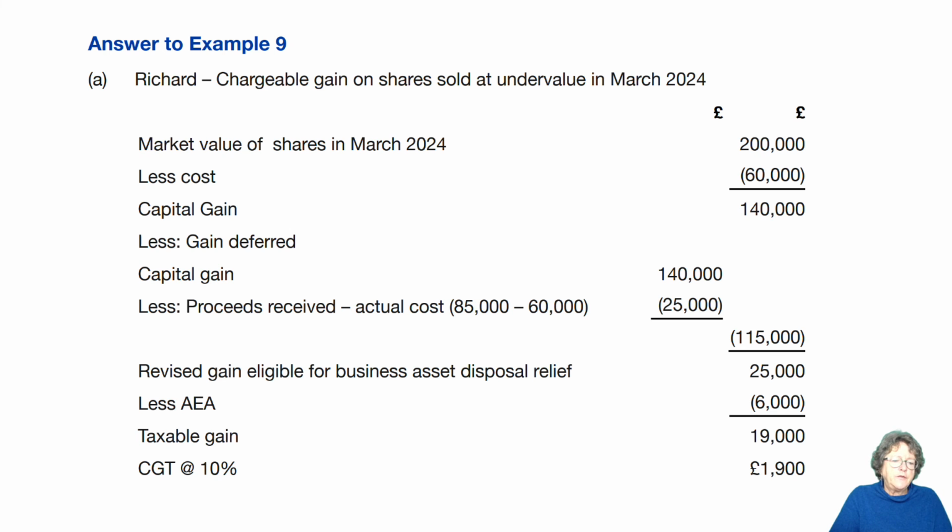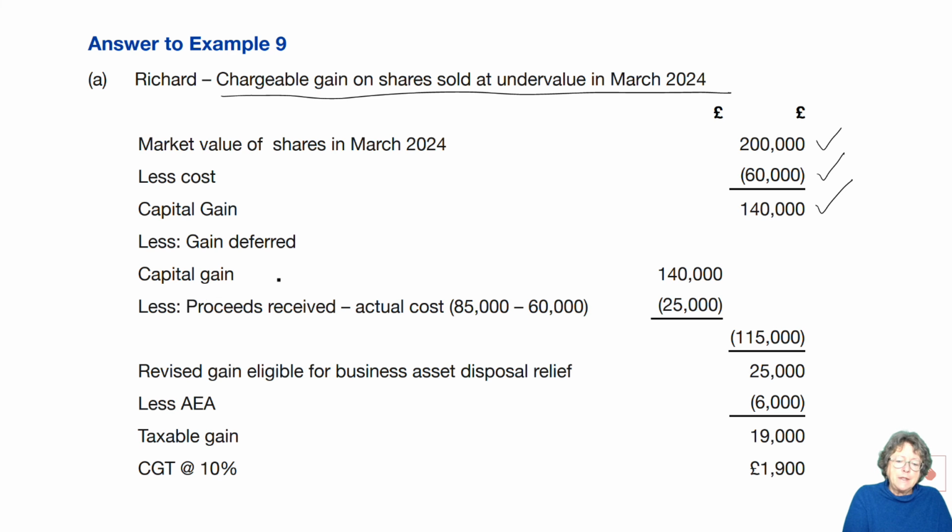So here we can see that Richard has a chargeable gain on the shares sold at undervalue. And you notice how that's the heading, so the examiner can see that is what you have done. Market value less cost equals gain. And we've done that from the question. In every single question, you're looking for proceeds and or market value, less cost, equals gain. Now the gain is going to be deferred.